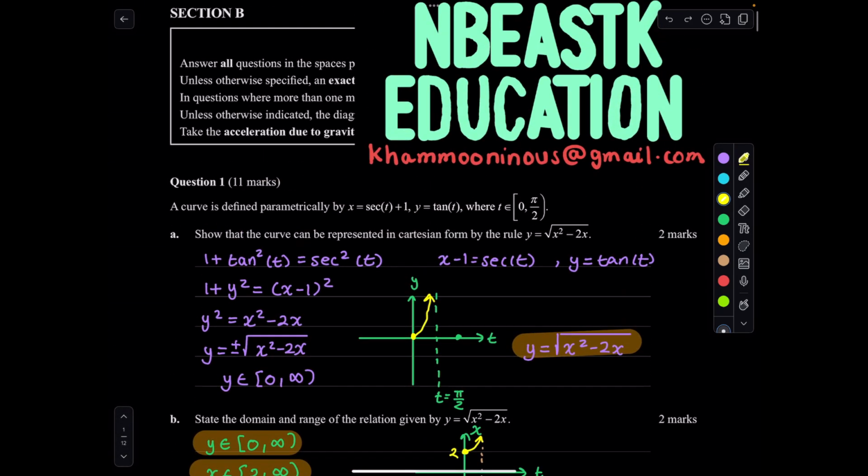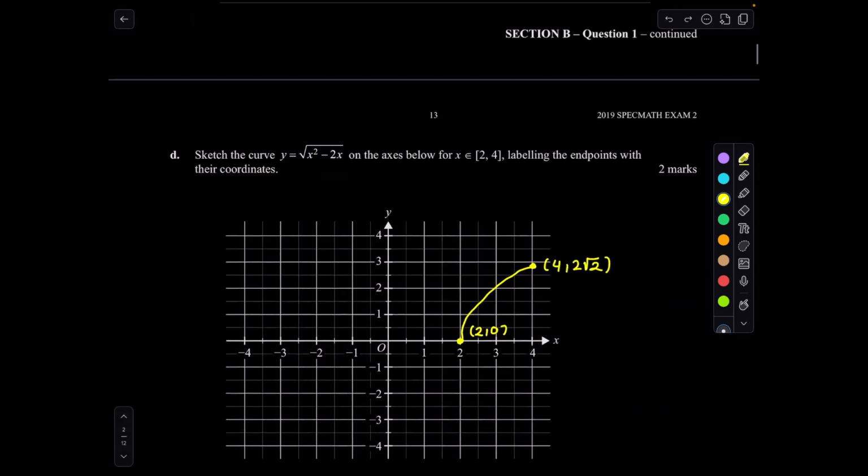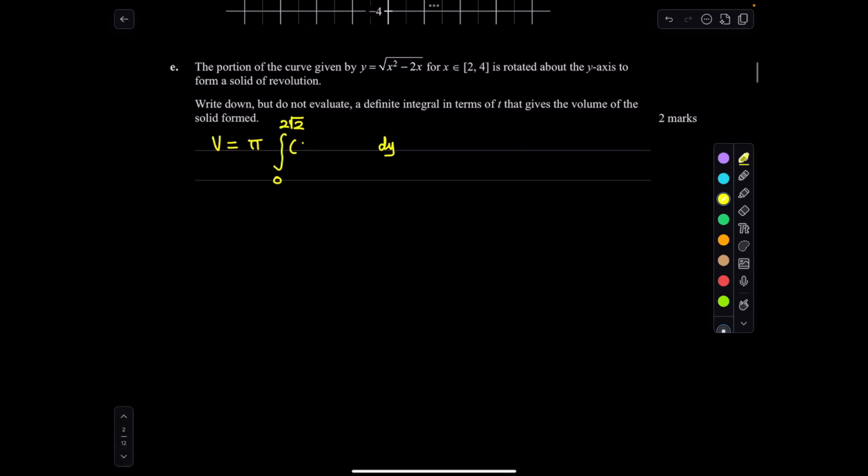Going back to our original question, x is equal to secant t plus 1. Imagine squaring it. It's just this whole expression squared. So it's (secant t plus 1) squared. Let's write that nicely. Yep, (secant t plus 1) squared.